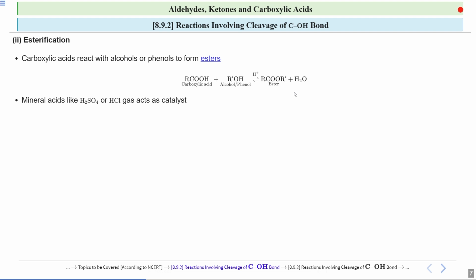If we discuss the role of catalyst in this reaction, mineral acids like H2SO4 or hydrochloric acid act as a catalyst. So they help to speed up the reaction without getting consumed in the process. So it makes the esterification more efficient.